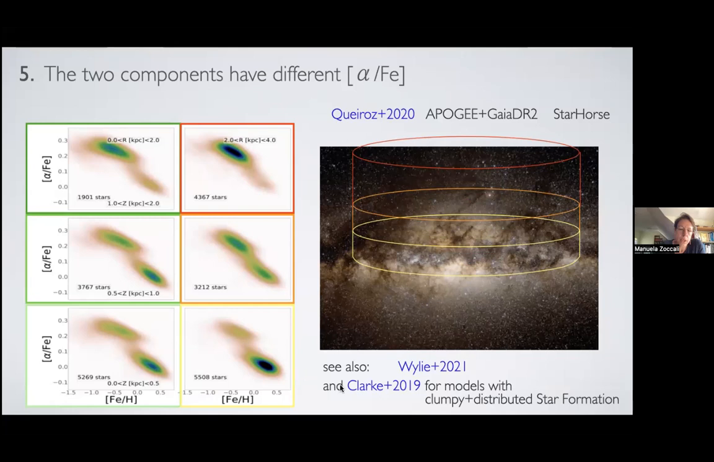And one suggestion on how it could have happened, and why so bimodal and not a continuum, has been made by Clark et al 2 years ago. This paper actually is focused on the disk and not on the bulge, but I think that the philosophy can be the same, and also keeping in mind that our bulge apparently comes from the disk.